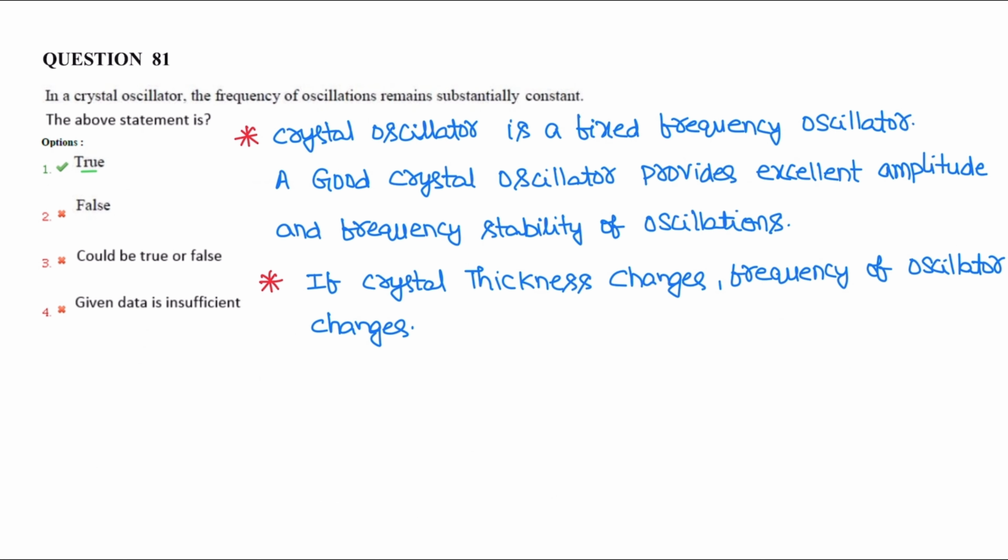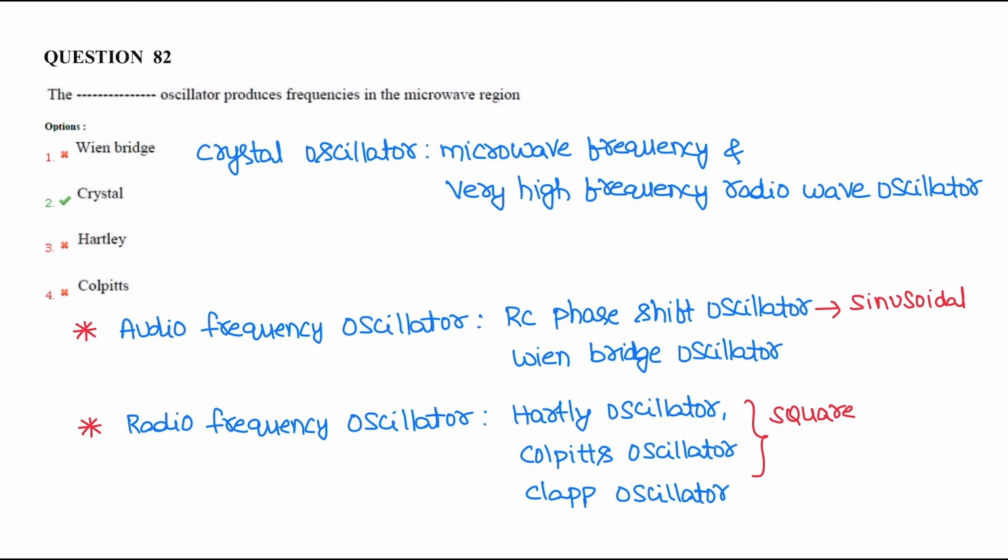Question number 81. In a crystal oscillator, the frequency of oscillations remains substantially constant. So the above statement is true. Option 1 is correct. Crystal oscillator is a fixed frequency oscillator. A good crystal oscillator provides excellent amplitude and frequency stability of oscillations. If crystal thickness changes, the frequency of oscillation changes. But for a fixed thickness of the crystal, the frequency of oscillations produced by the crystal oscillator remains substantially constant. Next question.